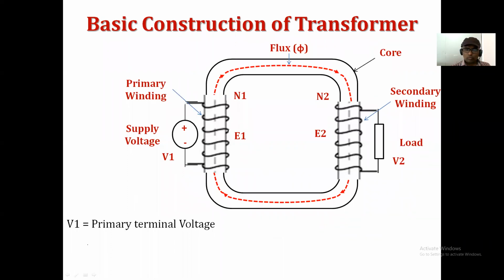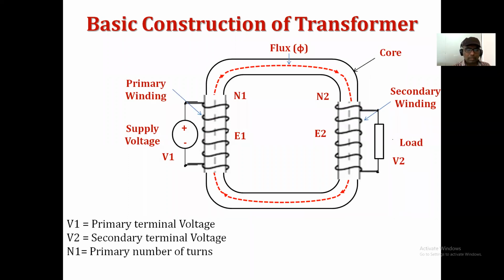This V1, what is meant by this V1? V1 is the primary terminal voltage. Why do I say that it's a terminal? Because it is connected in between the two terminals of the primary winding. Similarly, V2 is the secondary terminal voltage, because in between the two secondary terminals the load is connected and across which this voltage is developed. That's why we call it a secondary terminal voltage.